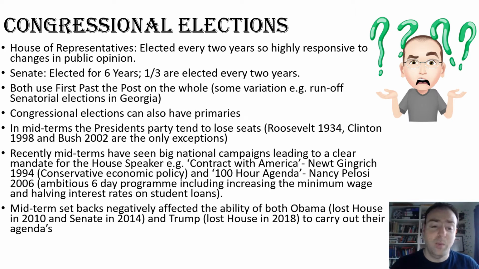Now, midterm setbacks can really negatively impact on a president. So, for example, Obama lost the House in 2010, lost the Senate. The Democrats lost the House and then the Senate in 2010 and 2014, respectively. And Obama's program came to a grinding halt at that point, and we saw a lot of partisan tension in Congress. And similar under Trump, Trump lost the House in 2018, and from that point onwards, he's found it very, very hard to carry out any of his agenda. And we've seen the impeachment and the clashes between him and Nancy Pelosi and other leading Democrats.